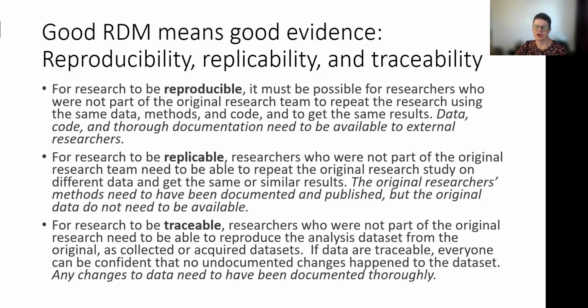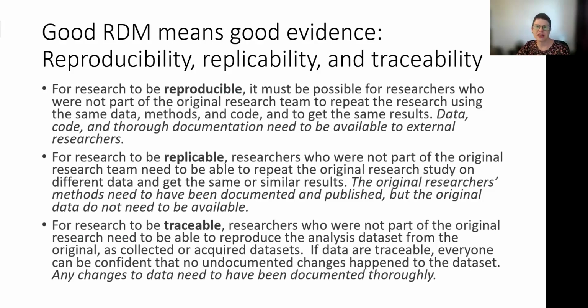Finally, traceability is a really good defense against fraud and is going to become increasingly important as artificial intelligence makes it easier to generate research articles that may not actually be based on actual data. For research to be traceable, researchers who are not part of the original research need to be able to reproduce the analysis data set from the original as collected or acquired data set.